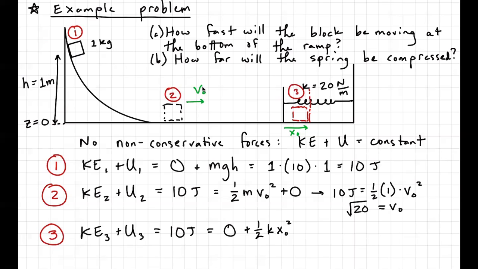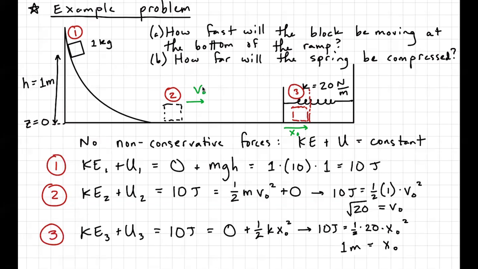So that means that 10 joules equals 1/2 times k, and I said that k is 20 newtons per meter here. 1/2 times 20 times x naught squared. And I cooked the numbers so that 1 meter is equal to x naught.